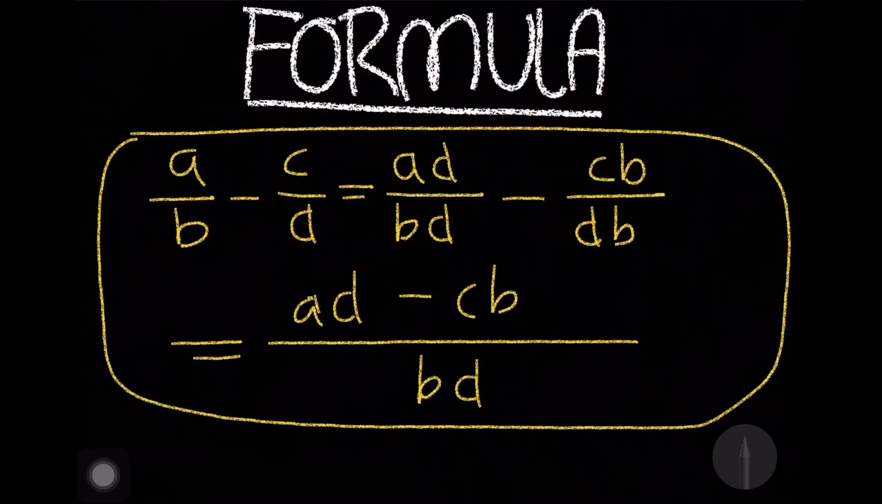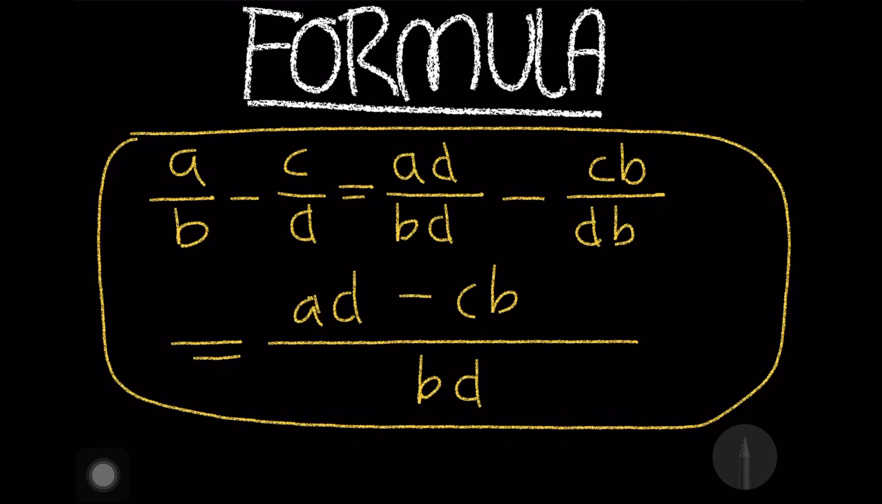Now this formula shows at the first step, a over b minus c over d equals AD over BD minus CB over DB, which means that both numerators will have to be multiplied by the opposite denominators, and the same will apply for the denominators as well. So that will lead to the final part, which is AD minus CB over BD, which is the value of the answer of a over b minus c over d.